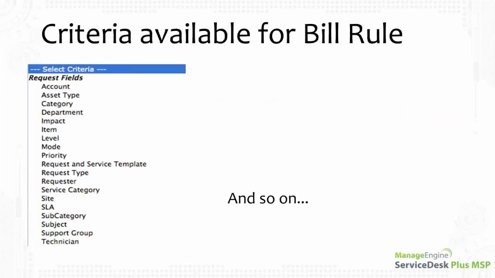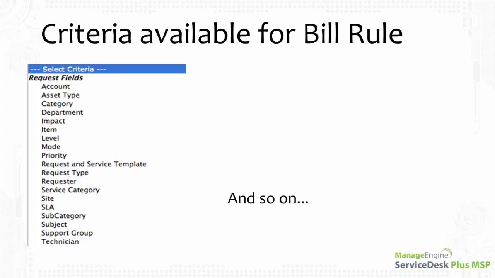And anyone would be asking questions like, what are the different fields that I'll be able to make the criteria available? So these are the fields. Request fields and other fields will also be available. Here are certain examples like account, asset type, category, departments, so all these sections.